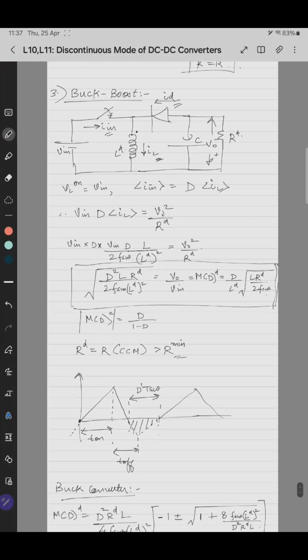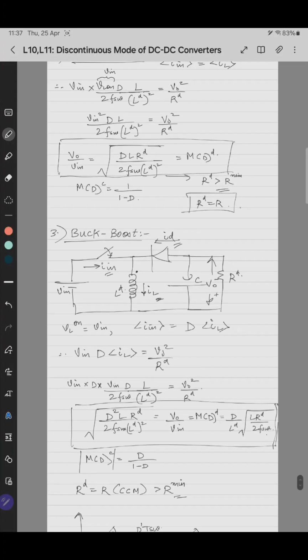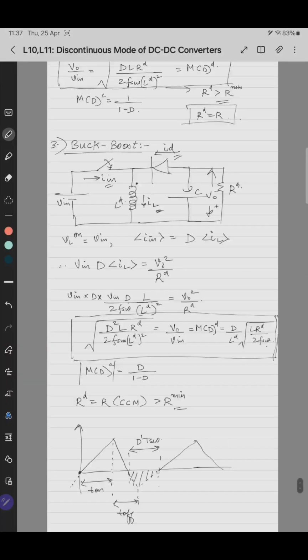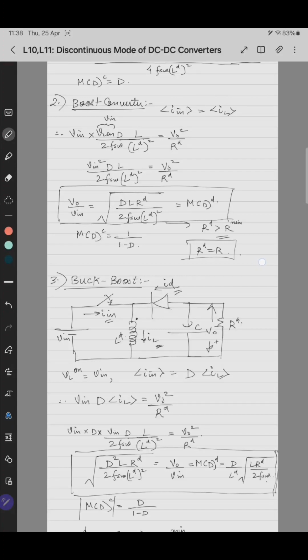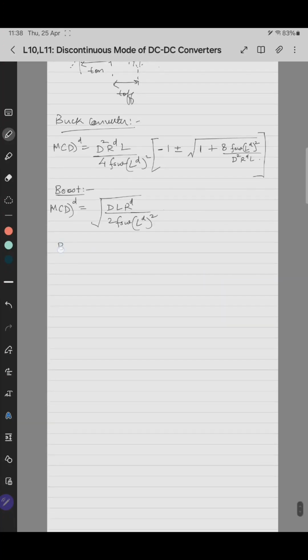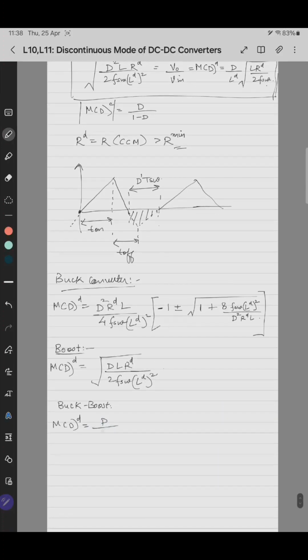M of D was under root DLRD, or we'll just copy paste. Okay, under root of DLRD by 2 F switching LD square. And for buck boost, D by LD square root of LRD by 2F switching.